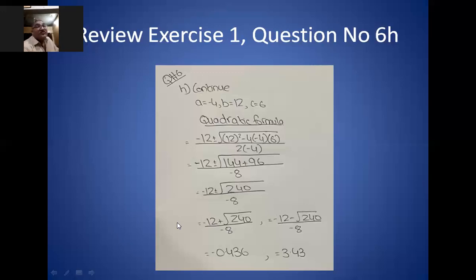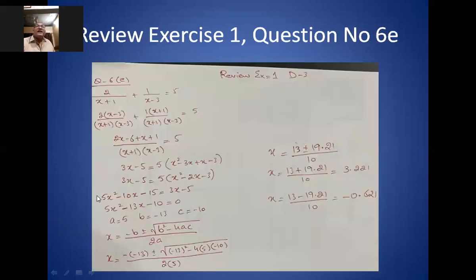And then the second situation is, you will enter in your calculator -12 minus under root 240 equal divided minus 8 equal. So you will get the answer 3.43. So this is how you will do the question number 6 and its H part.